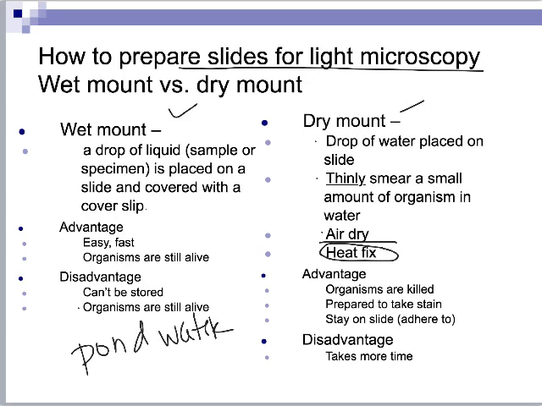So when you heat fix it, what you're doing is passing it through heat. The idea behind the heat fixing is that it's going to make the specimen stick to the slide. It kills the organisms, and it makes them so they'll take up the stain. They'll pick up the stain. So a disadvantage is it takes more time, and it does kill the organism. So if you want it to stay alive, that's not the way to do it.